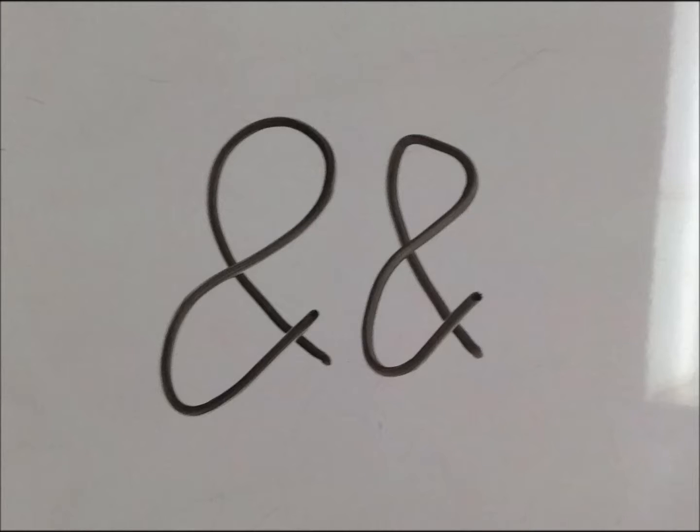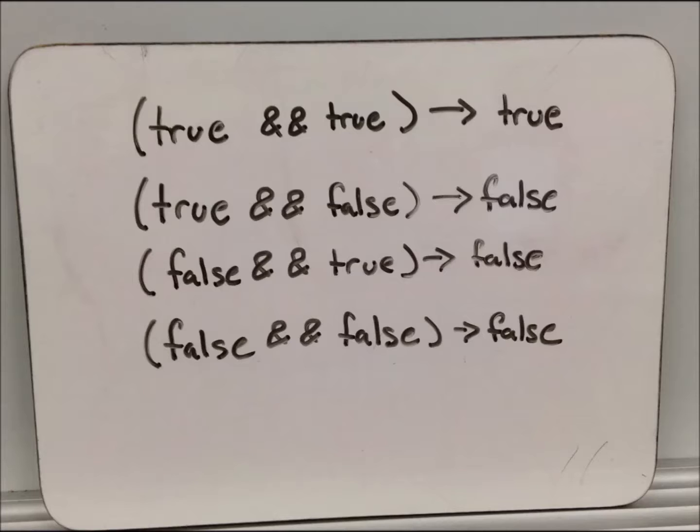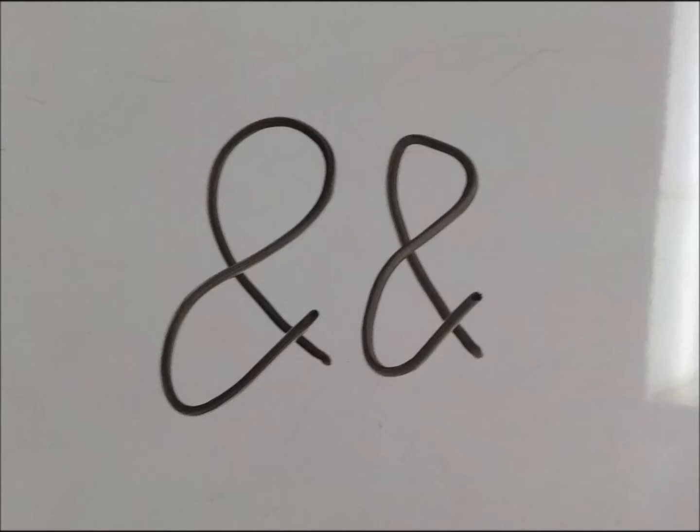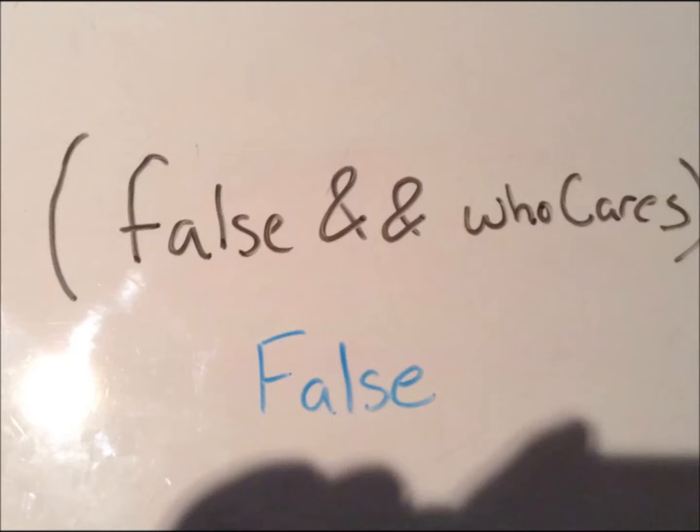The AND operator requires both operands, also known as values, to be true for the result to be true. The following are examples of using the AND operator. The AND operator performs short-circuit evaluation. If the first operand in this AND statement is false, the operator immediately returns false without evaluating the second half.